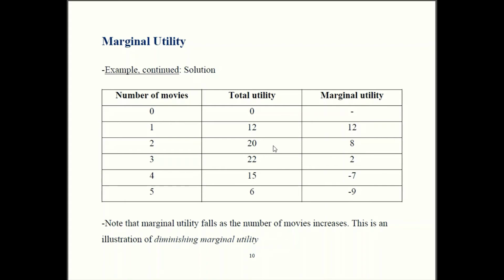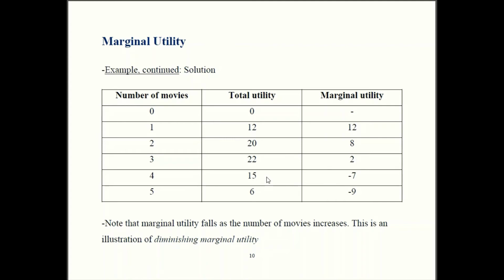If you watch a third movie, total utility goes up to 22. That's an increase of 2. 20 plus 2 is 22. If you watch a fourth movie, though, you spent an awful lot of time on the couch and feeling pretty lazy and drained, so now your utility is going down. So it falls from 22 to 15. That's a decrease of 7. So marginal utility is minus 7. 22 minus 7 is 15.